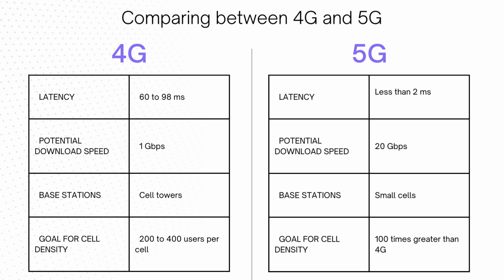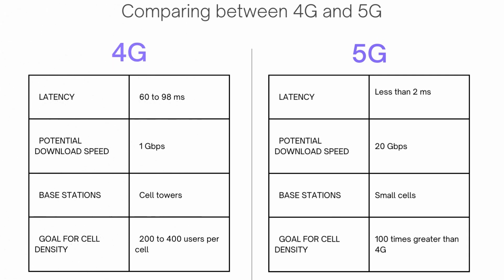4G relied on towering cell structures, while 5G introduces small cells, paving the way for greater flexibility and coverage. And lastly, the dream of cell density. In the 4G era, we aimed for 200 to 400 users per cell. With 5G, we are talking about a 100-fold increase, redefining what's possible in our connected world.